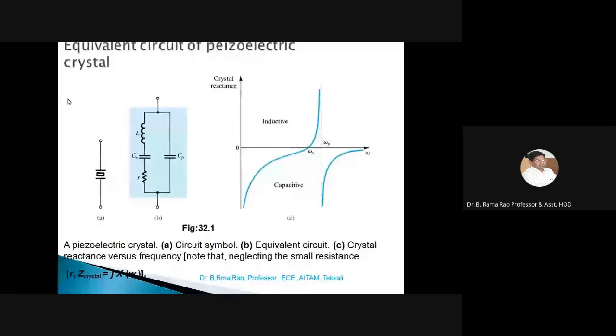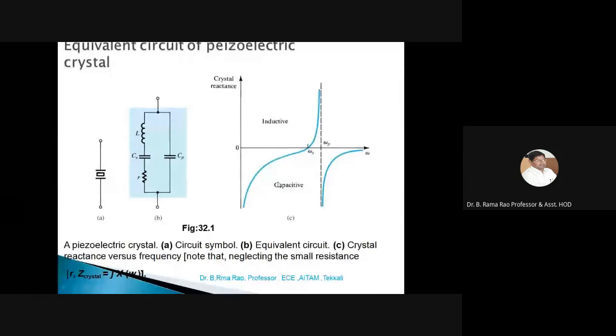So this is the equivalent circuit and this is the symbolic representation, and this is the variation of the crystal reactance according to the inductive and capacitive values. This is the series resonant frequency omega s and this is the parallel resonant frequency. At this particular point, the series resonant frequency and parallel resonant frequency are similar.